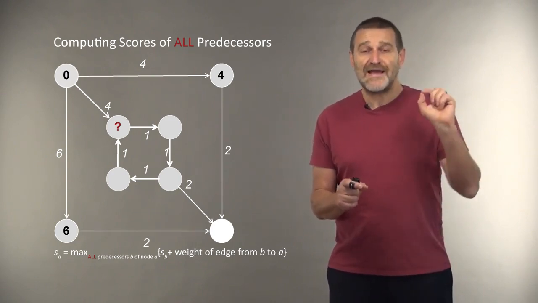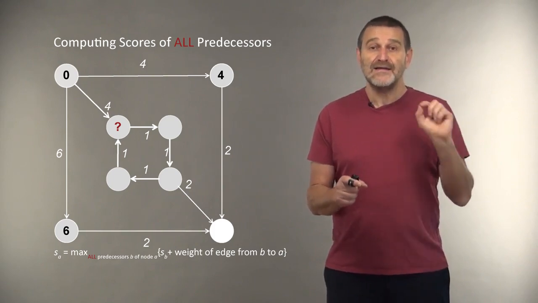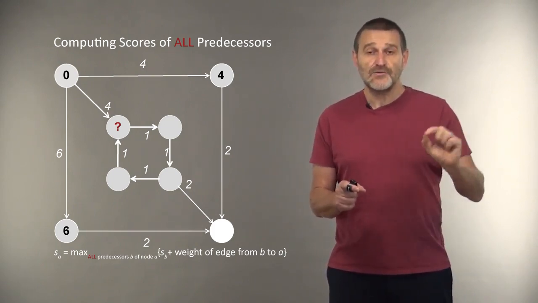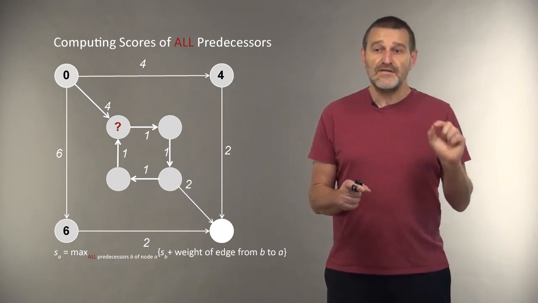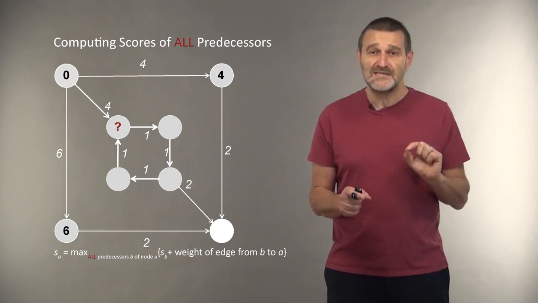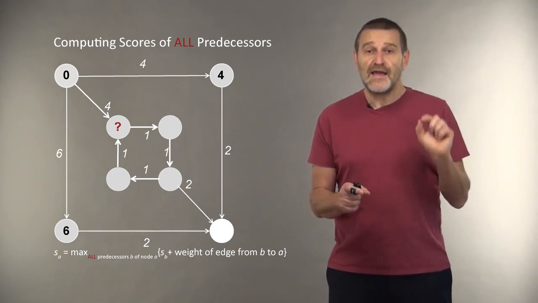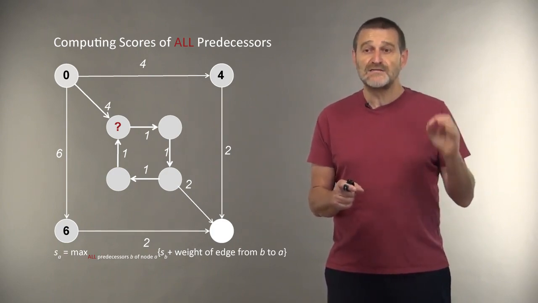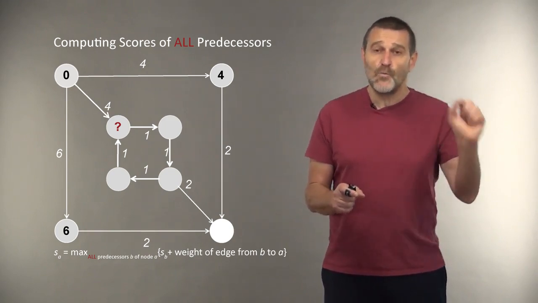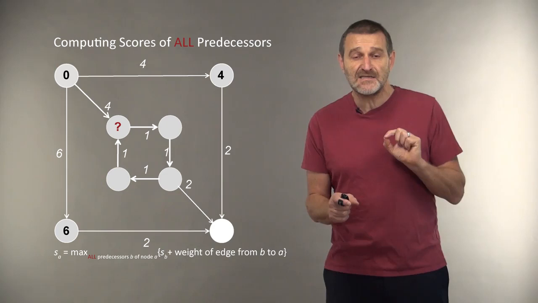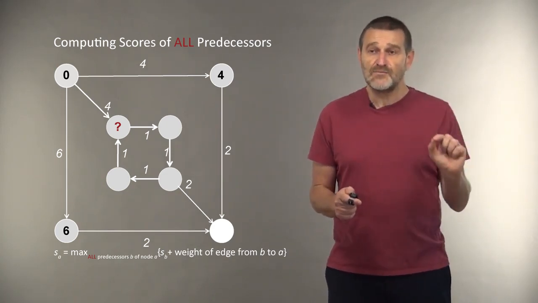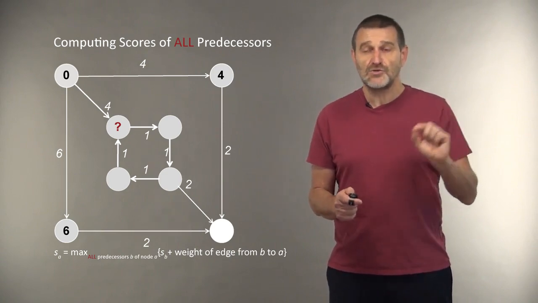Let's denote S of A as the length of the longest path to node A. To compute S of A, we need to compute the maximum among all predecessors of node A, and we take the maximum of the score of each predecessor plus the weight of the edge from this predecessor to the given node.